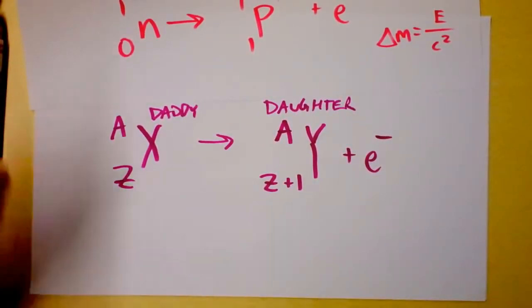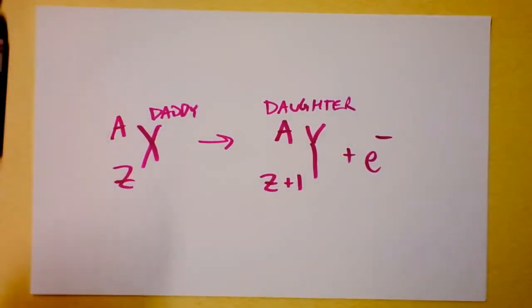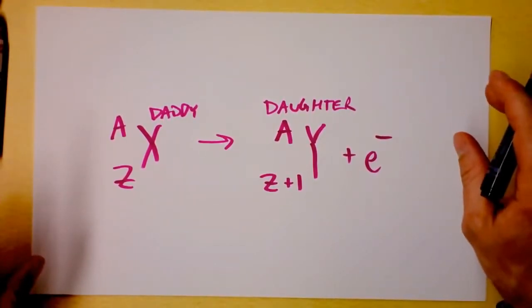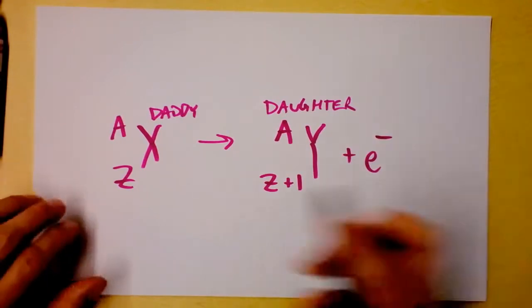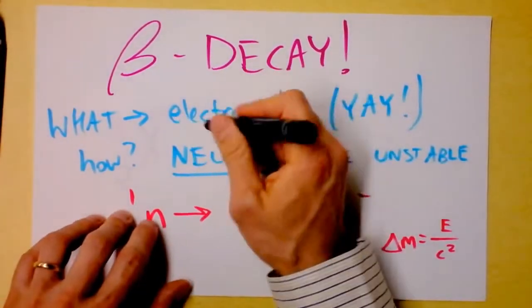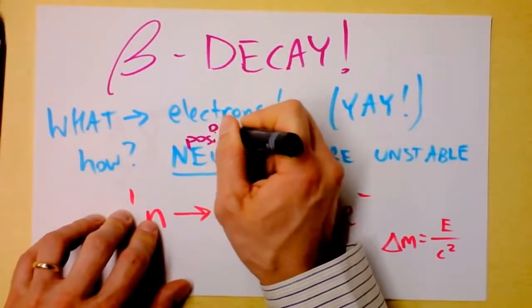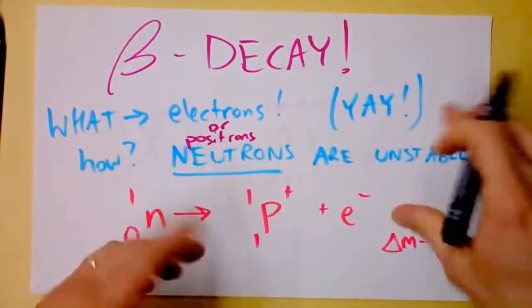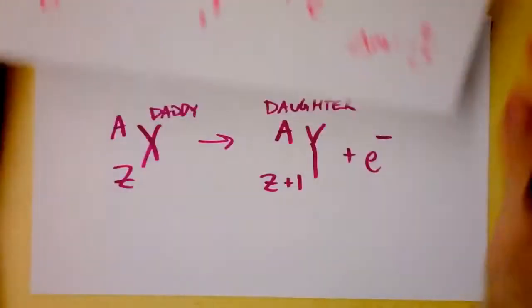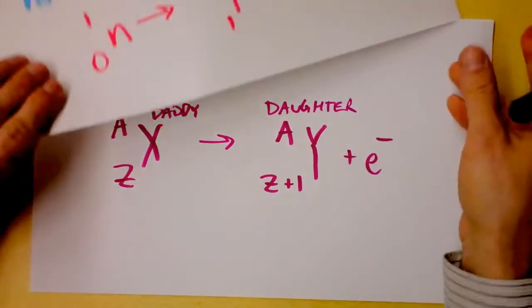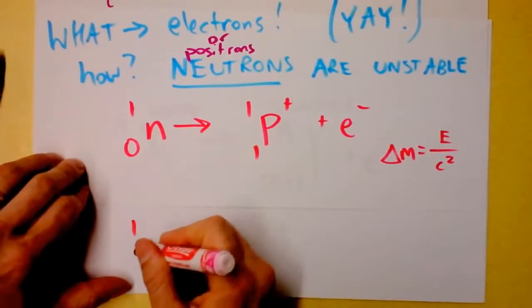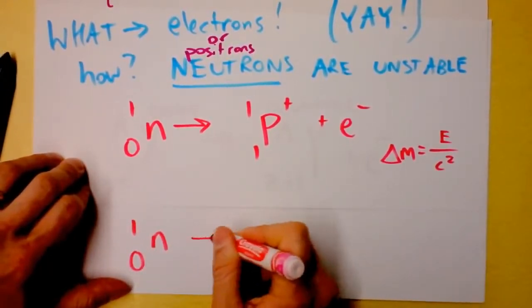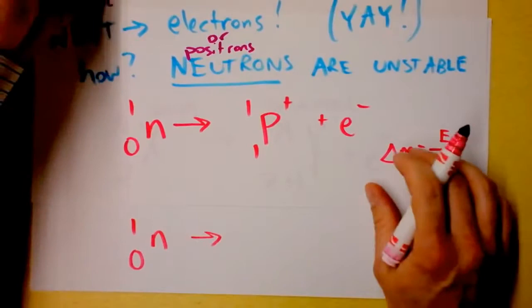Now that's cool, but wait a second. It could also be an anti-electron, like a positron. So when I told you beta decay was electrons, I have to add that beta decay is electrons or positrons. A positron is just an electron that's going backwards in time, so we don't have to worry about that too much. We're just going to change this equation so instead it will be 1 proton going into a neutron.